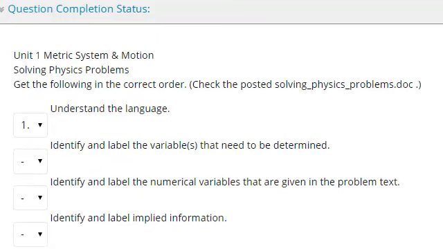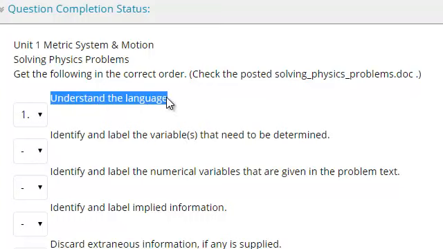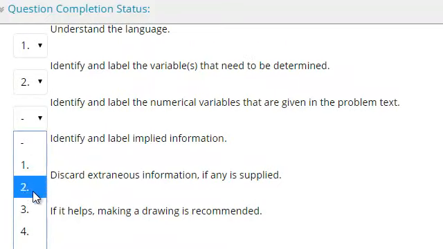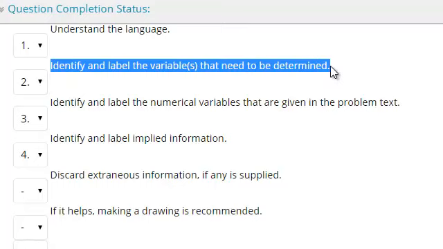Physics problems. So this is a guide on how to do physics problems, and if I didn't make a mistake, then the way they're listed here is already in the correct order. So you're looking at a problem, you first understand what it's saying, then you identify and label the variables that need to be determined, then you identify and label the numerical variables that are given in the problem, identify and label implied information, discard extraneous, then identify and label the variables that are determined.